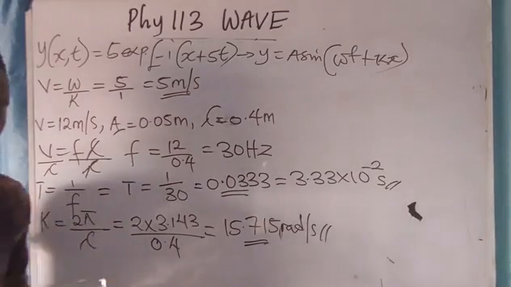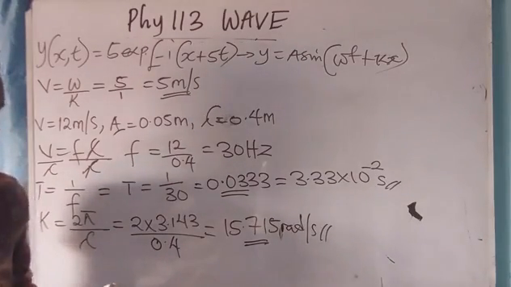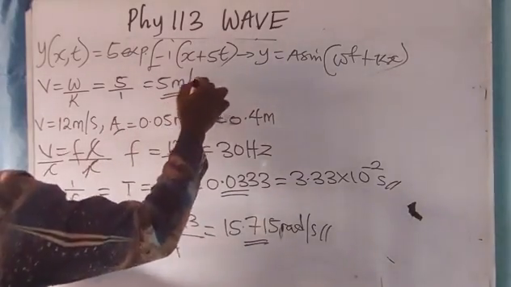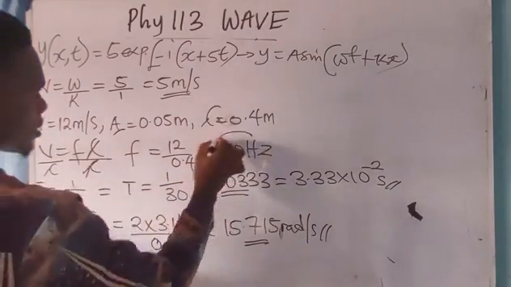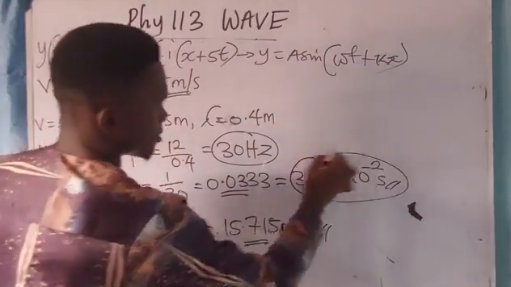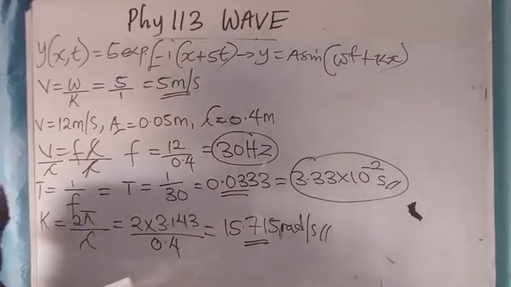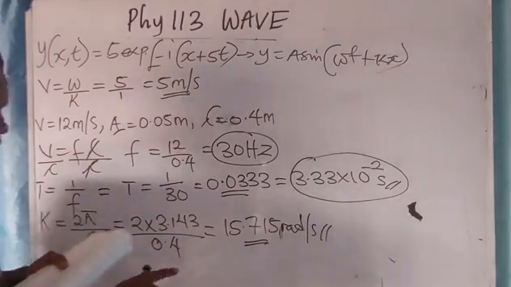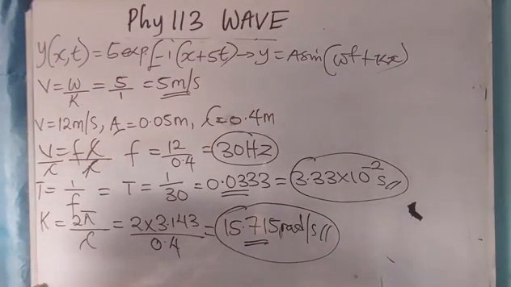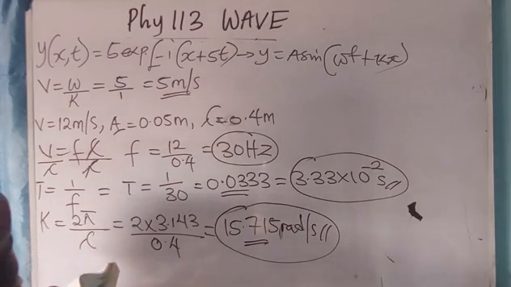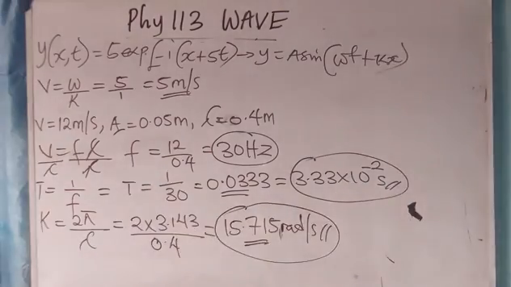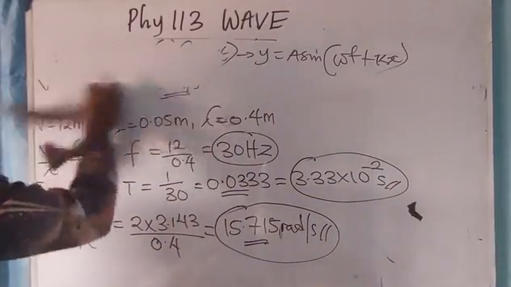So I'll solve A and B for you because this question has a lot of parts. The frequency is 30, the period is 3.33 times 10 to the minus 2, and the wave number is 15.715 rad per meter. They asked us to write a new wave function describing the wave. This is what it means.